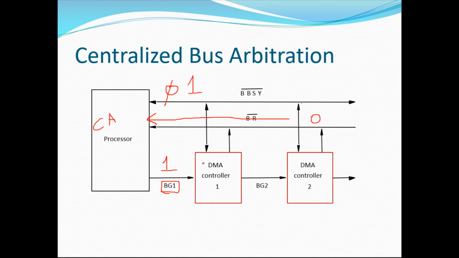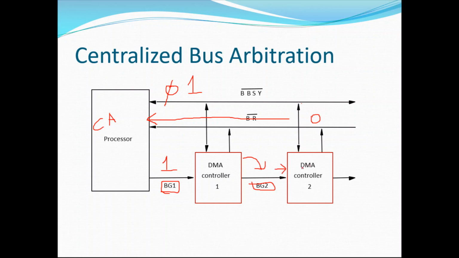Now DMA controller 1 checks: the processor is giving the bus to it, but has it requested the bus previously or not? No, it has not requested the bus. As it has not requested the bus, it will not use this grant. It will just forward this grant to DMA 2, so this becomes bus grant 2. Now this bus grant signal reaches DMA controller 2.